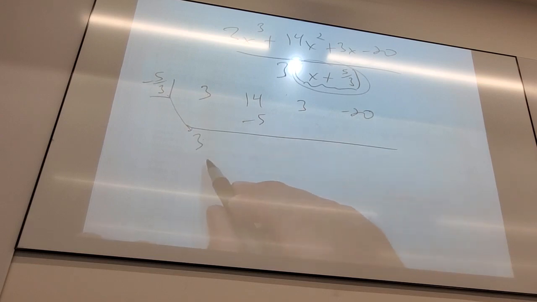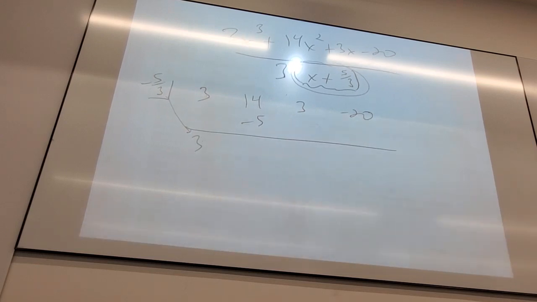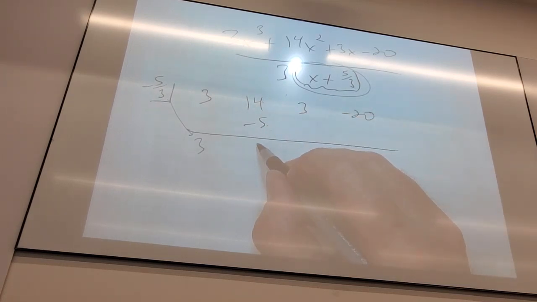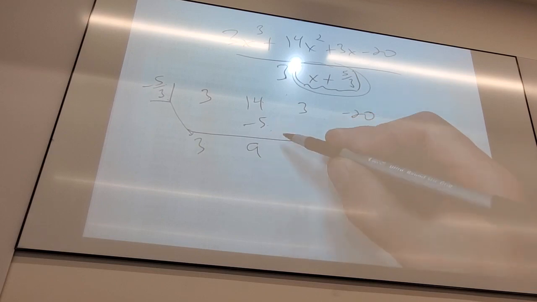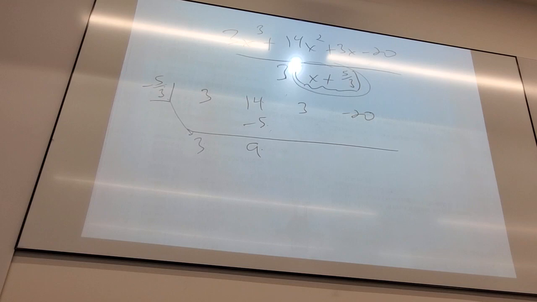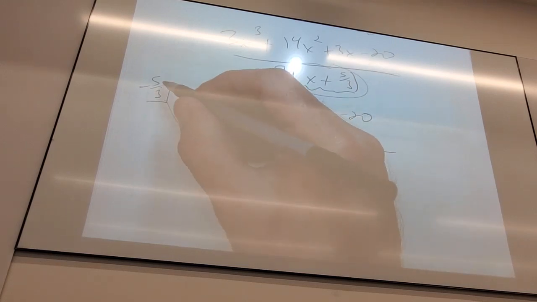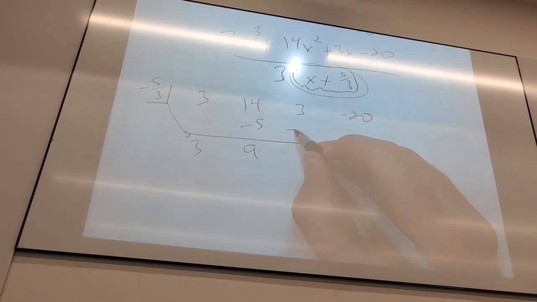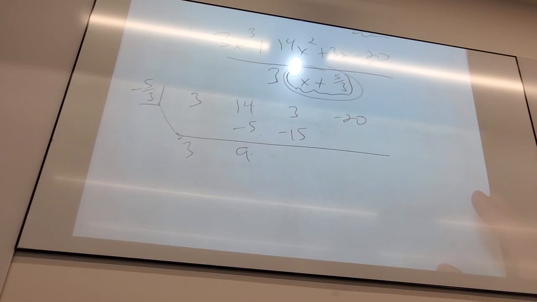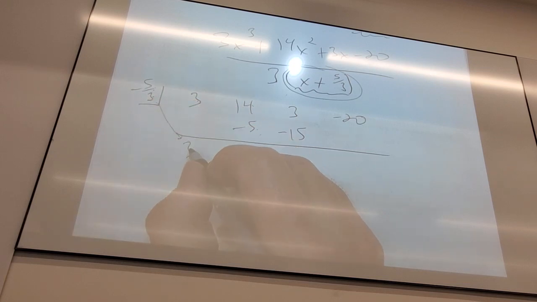So I'm hoping I get multiples of 3. That would be so nice. So what's 14 minus 5? 9. Okay. What's negative 5/3 times 9? 3 goes into 9. 3 times negative 5? Negative 15. You guys with me? Negative 5/3 times 3.